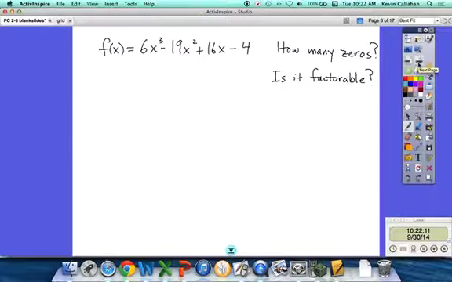Now, look at this function right here: 6x to the third minus 19x squared plus 16x minus 4. How many zeros would we expect that it has? You look at the highest power, 3. It should have 3 zeros, right?